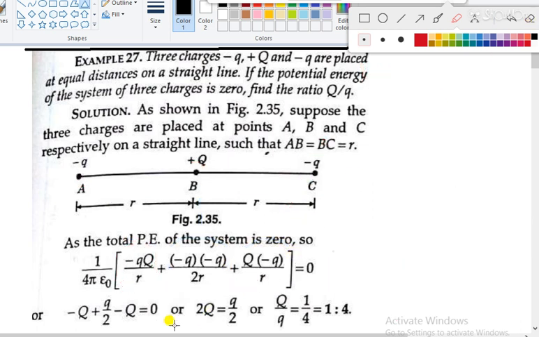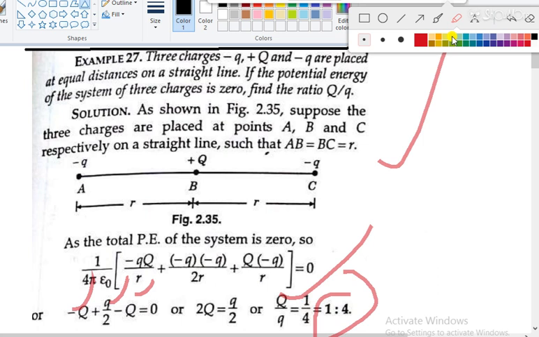So students, from this we can get the equation. This will go to the right hand side and cancel out, and you can take r common. After the solution you can see minus q plus q by 2 minus q, so it will come from here, you can check it. Your answer will come 1:4. This will be the final answer. I hope this question, which is also very important, is now clear to you.